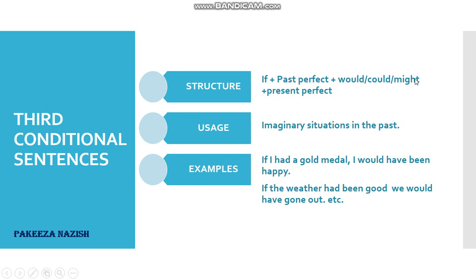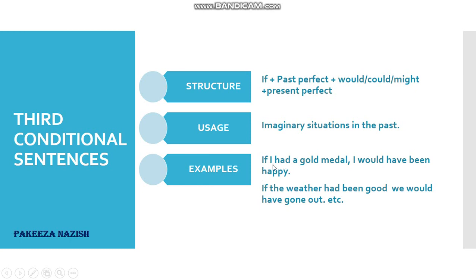This is the past. And plus the present perfect. Present perfect means has, have with third form of verb. So third conditional means third form of verb, right? So an imaginary situation in the past is the third conditional sentence. If I had a gold medal, I would have been happy.